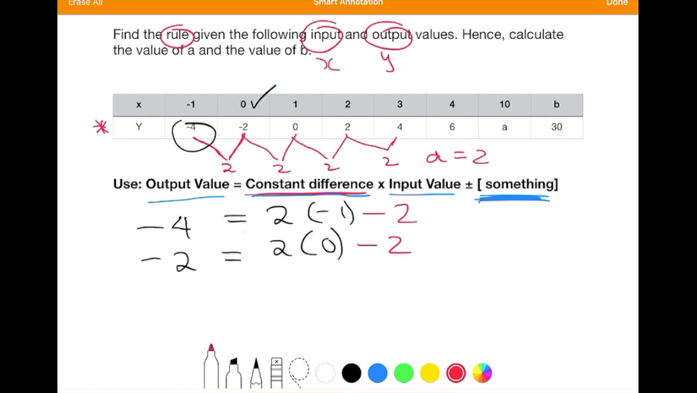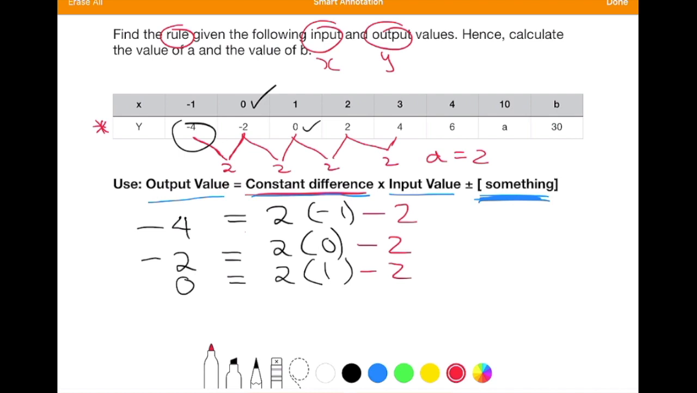Let's do one last one. You don't have to do it for all of them. You can see a number pattern after a third attempt. This time we are taking the 0 there as our output value. So our output value is equal to the constant difference, which is 2. The input value for 0 is equal to 1. If you stop there, that says 0 is equal to 2, and we know that that is not correct. We need to subtract a 2 again in order for us to get a correct statement.